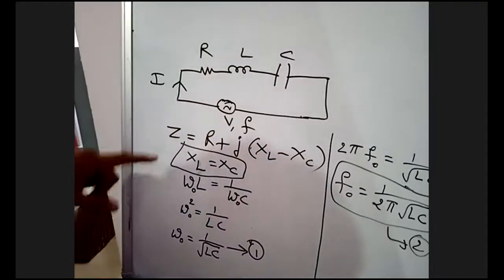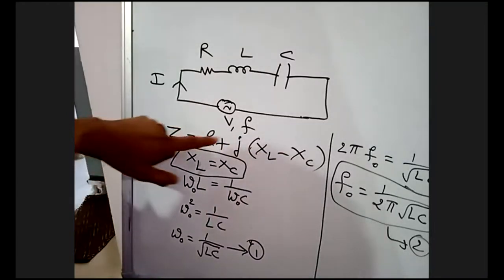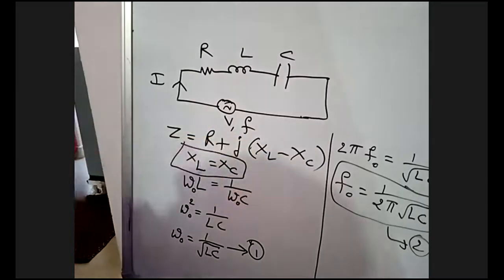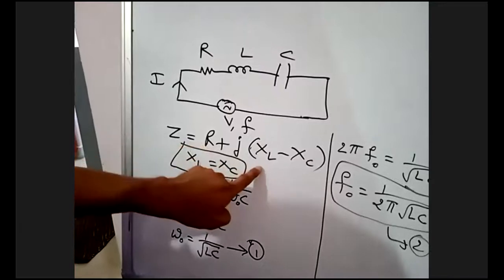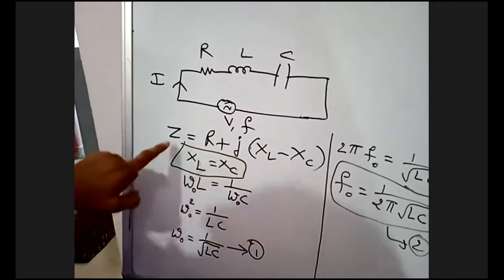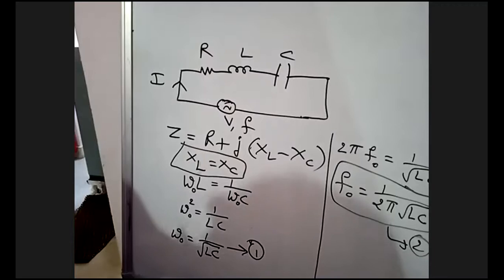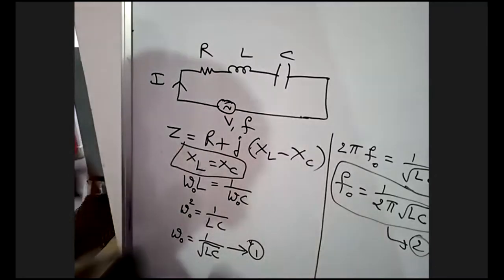Now I will draw the curves for R, XL, XC and Z. For what am I drawing the curve? For R, for XL, for XC and Z. I will draw the resonant curves.